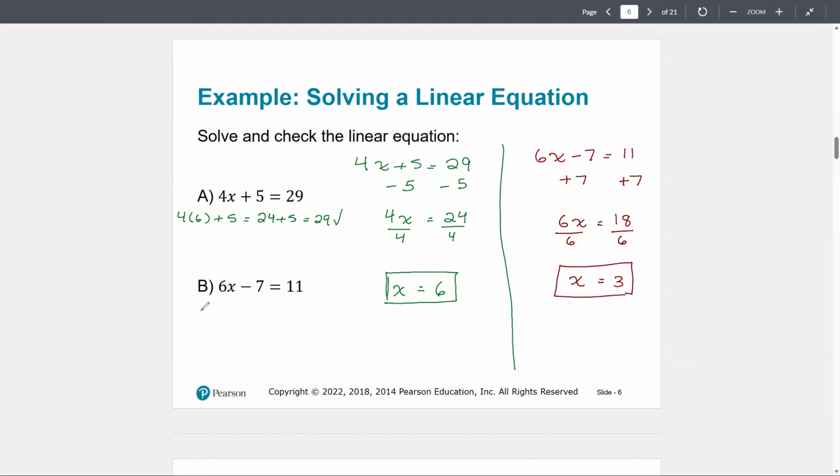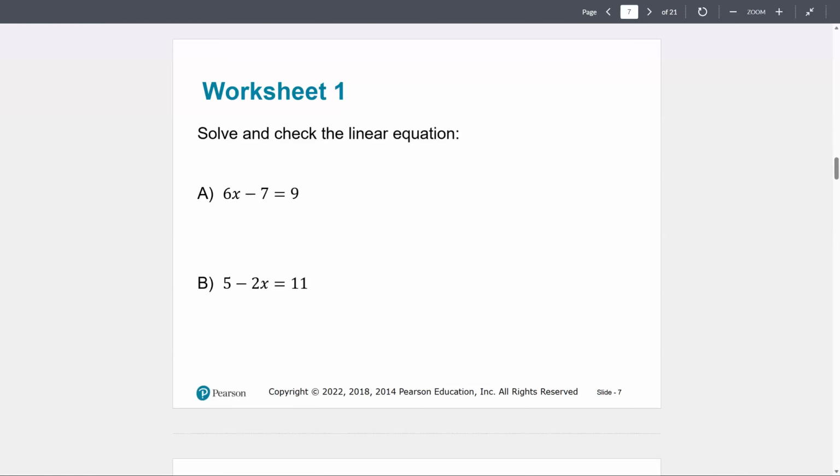So we just need to check that. We have 6 times 3 minus 7. Well, that's going to be 18 minus 7, which is 11. So that checks out. So this is my solution to A, and this is my solution to B. So just try this on your own. You have 6x minus 7 equals 9, and then you have 5 minus 2x equals 11.